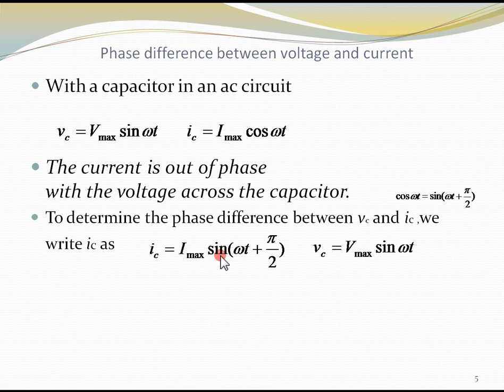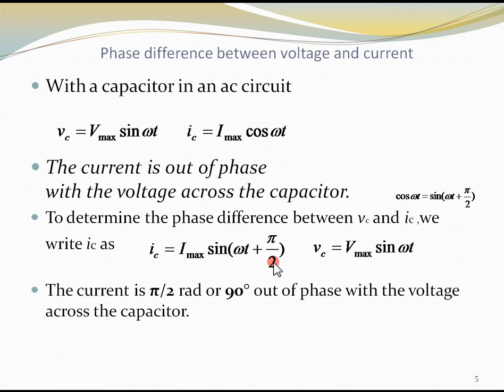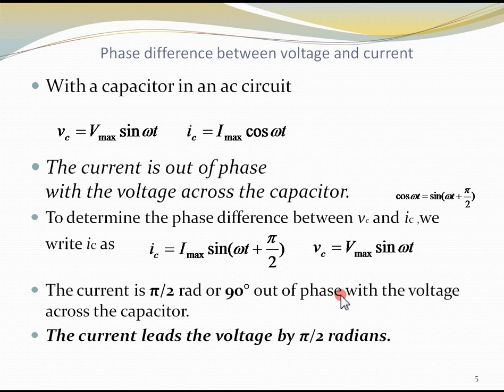In this case, the current has plus pi over 2 here. Therefore, the phase difference between IC and VC is pi over 2 radians or 90 degrees. So the current is pi over 2 radians or 90 degrees out of phase with the voltage across the capacitor. And we say the current leads the voltage by pi over 2, because we have the pi over 2 expression for the current. Or the voltage lags behind the current. The voltage lags the current by pi over 2.